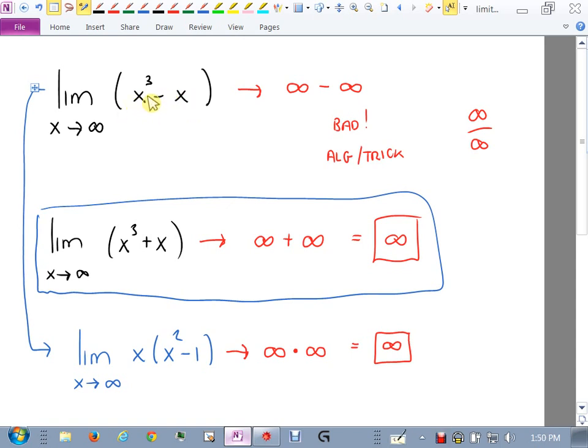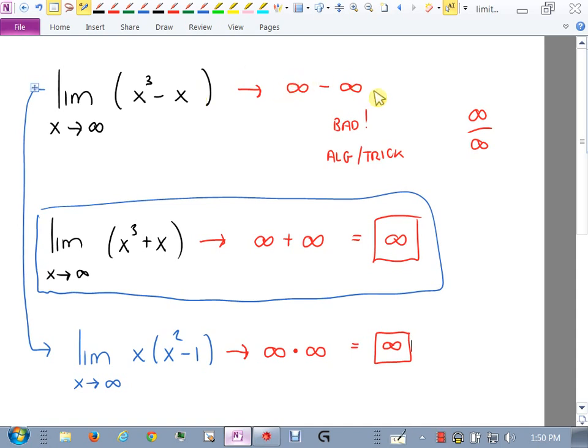Let's say 10. What's 10 cubed? Okay, 1,000. How about 2 cubed? Whatever. Okay, so 8, take away 2 would be 6. Then if you did 4 cubed, 64, take away 4, you're now at 60. Then you do 5 cubed, 125, you take away 5, you're now at 120. So what's happening? It's getting bigger and bigger. It's because the x cubed completely overpowers the x term, and the difference becomes infinite. Yeah? But not every problem will work that way.